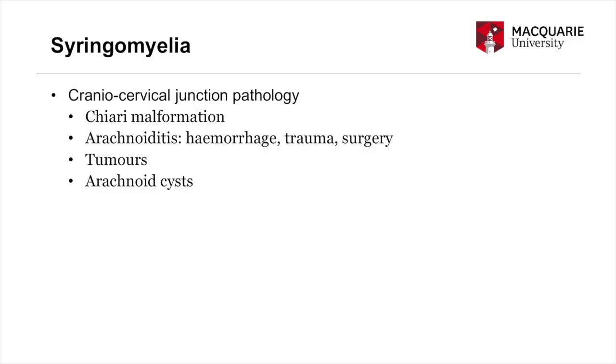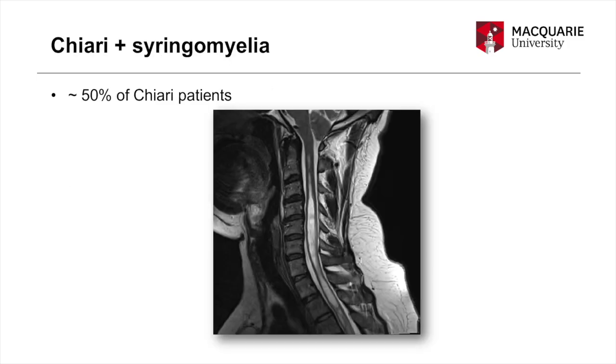But syringomyelia, certainly in the context of what we're talking about today, is probably best thought of as in association with craniocervical junction abnormality. And that's Chiari malformation, but other abnormalities as well. So arachnoiditis at the craniocervical junction resulting from hemorrhage, prior trauma, or prior surgery. Tumors and arachnoid cysts are common at the craniocervical junction and can cause a syrinx.